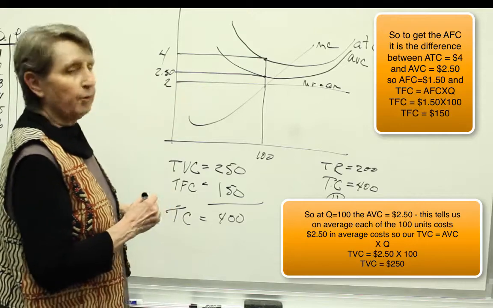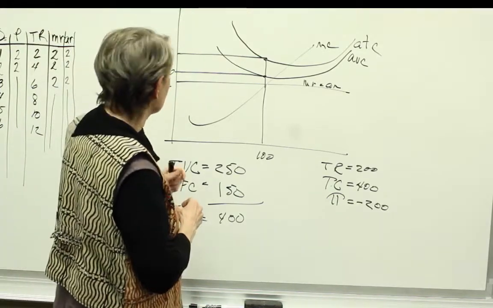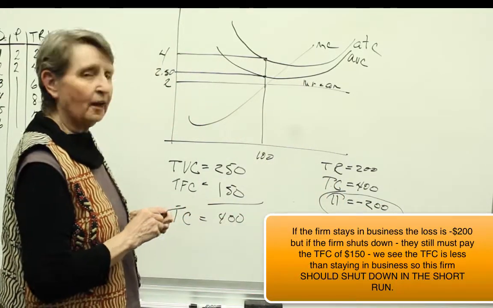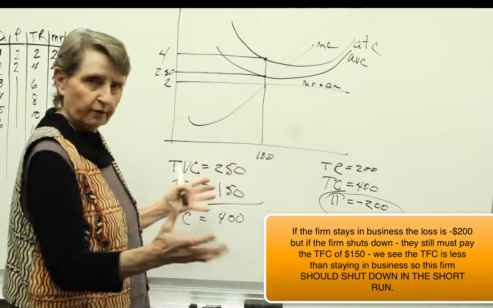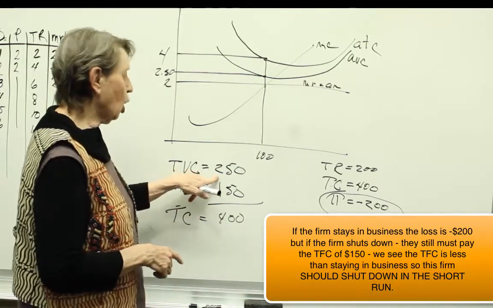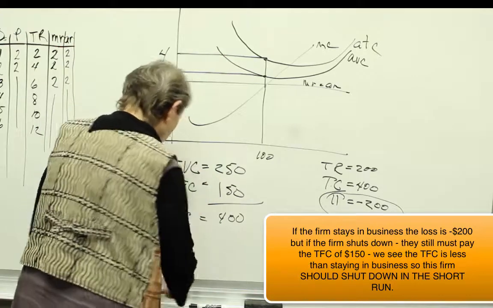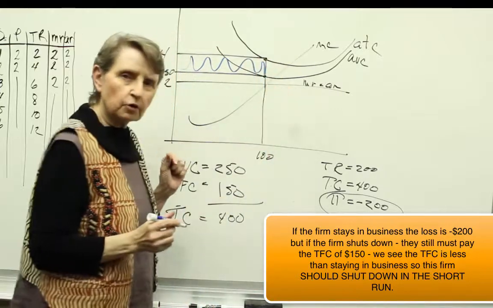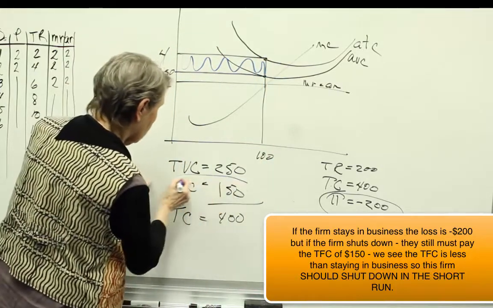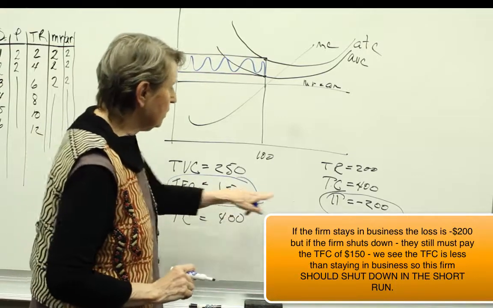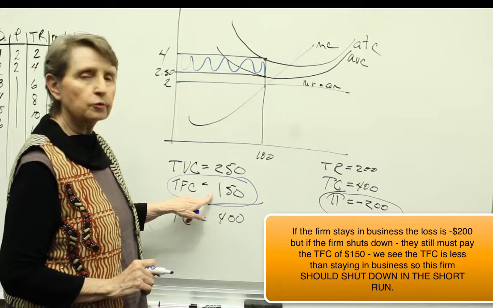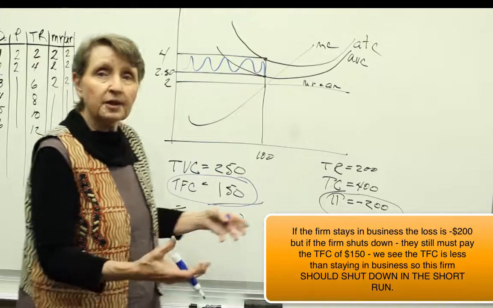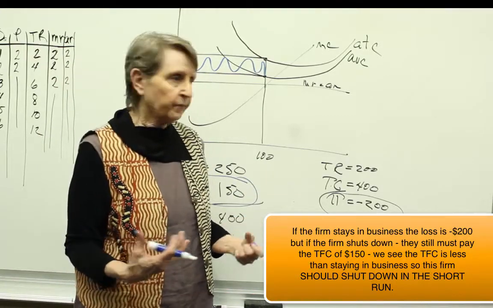If I operate, I'm going to lose $200. If I shut down, I have no revenue, but I also have no variable costs. So if I shut down, all I'm going to lose are my fixed costs, and my fixed costs are $150. So the question is, do you want to lose $200 or do you want to lose $150? And the answer, of course, is I'd prefer to lose $150. And so you shut down because it minimizes your losses.